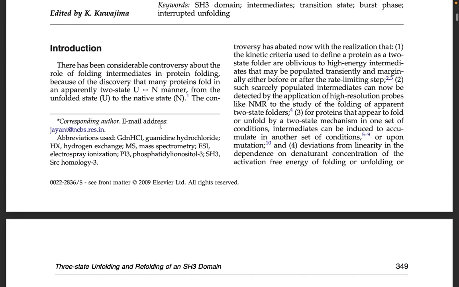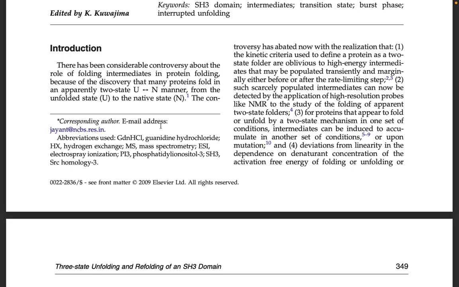So there has been considerable controversy about the role of folding intermediates in protein folding because of the discovery that many proteins fold in an apparently two-state U to N manner from the unfolded state to the native state. The controversy has abated now with the realization that, number one, the kinetic criteria used to define a protein as a two-state folder are oblivious to high energy intermediates that may be populated transiently and marginally either before or after the rate-limiting steps.